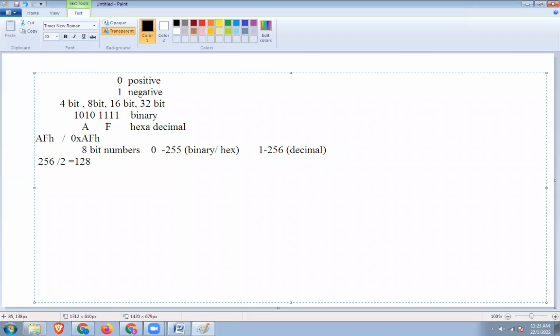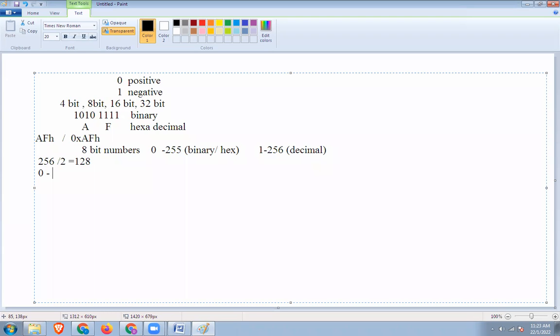So I say the first 128 bits come under the positive number series and the other 128 bits come under the negative series. So there is a separation between the positive and negative numbers. Here we will do the division between the positive and negative numbers.